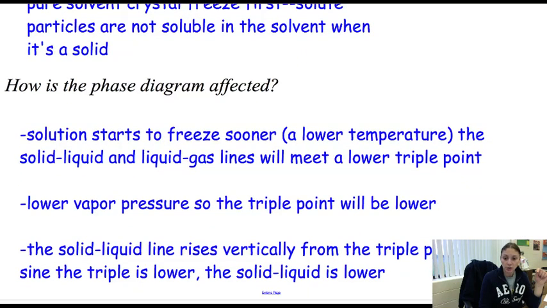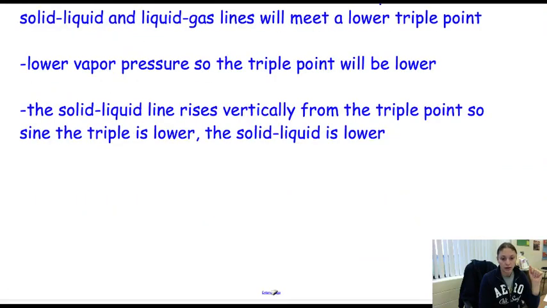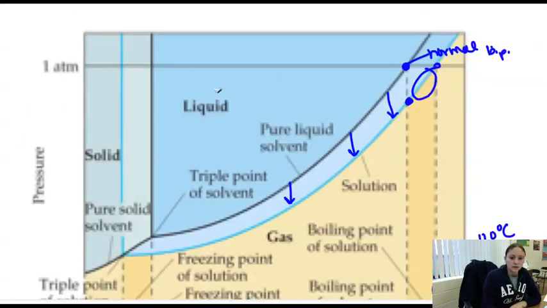So the solid-liquid and liquid-gas lines meet at a lower temperature, or a lower triple point. Lower vapor pressure, so the triple point is lower. Now your solid-liquid line rises vertically from your triple point. So since the triple point is lower, my solid-liquid line is lower. Let's take a look at this picture. Again, notice how this has shifted downward from the pure to the solution. And that all has to do with a lower vapor pressure. I have a lower vapor pressure, which means now this triple point is going to happen a lot lower, where it actually meets my gas line or my solid line.